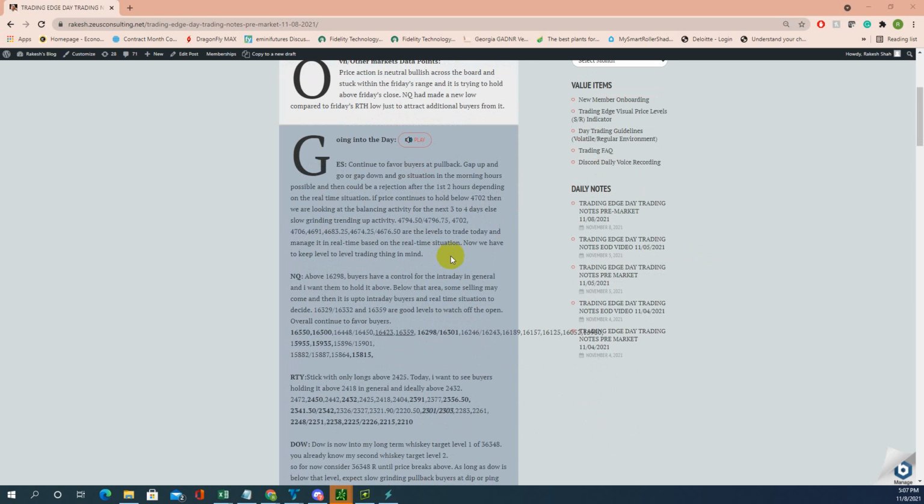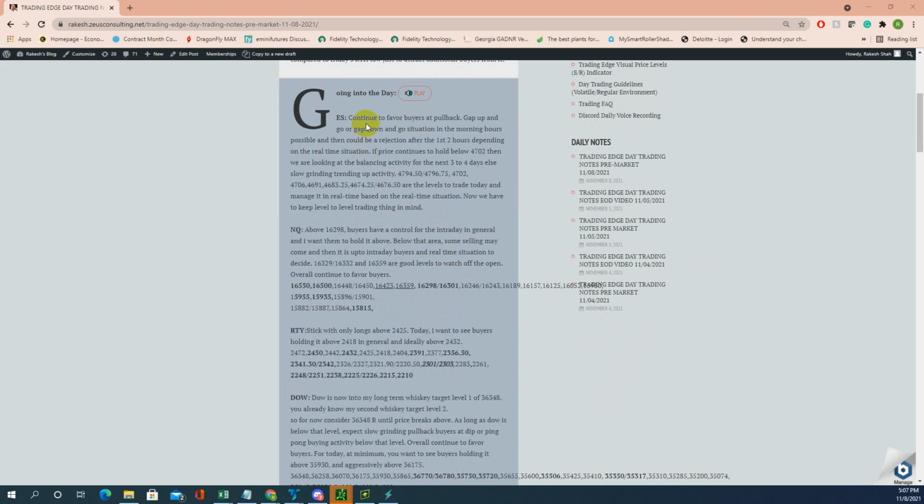So today ES continued to favor buyers, right? At the pullback, a gap up and go, or gap down and go situation in the morning hours is possible, and then it could be a rejection after the first 2 hours, depending on the real time situation. If price continues to hold below 02, then we are looking at balancing activity for the next 3 to 4 days, else slow grinding trending up activity.